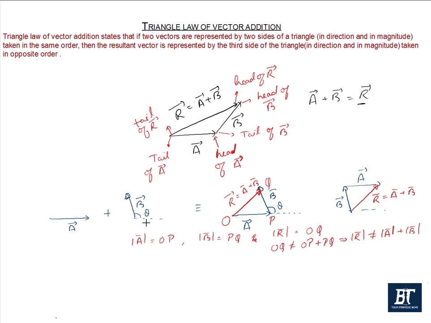So when we add two vector quantities, we don't always add the magnitudes of the two vectors to get the magnitude of the resultant. We will now take two cases: when theta is equal to 0 degrees and when theta is equal to 180 degrees. So when the value of theta is 0 degrees, in this case we can say that the two vectors are acting along the same direction because the angle between them is 0 degrees.